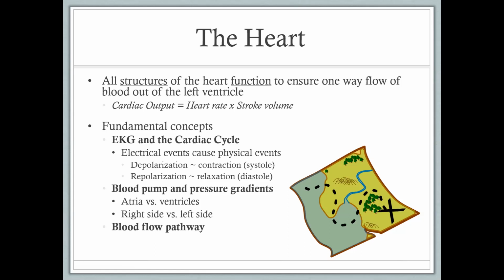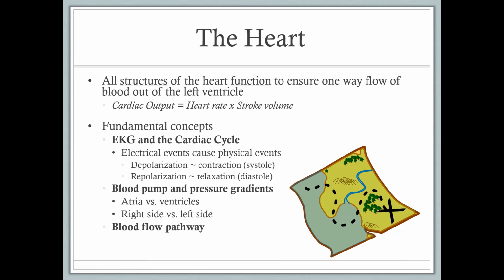Fundamental concept number two is understanding that the heart is a blood pump. Specifically, the heart, even though it's one organ, actually is two pumps. You have a right pump and a left pump, and you need to understand how the heart's ability to pump blood is dependent on pressure gradients. So to fully understand this fundamental concept, you have to know the difference between atria and ventricles. Those are the different chambers of the heart. And you also need to know the functional difference between the right side and the left side of the heart. So you have a right atrium and a left atrium, you have a right ventricle and a left ventricle.